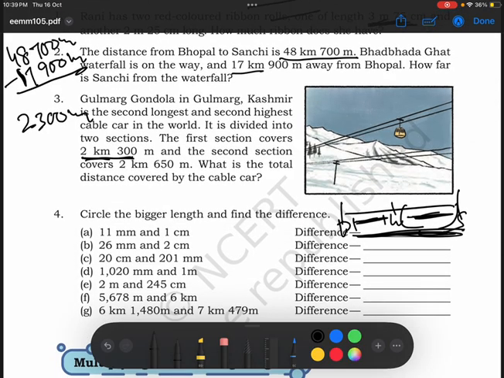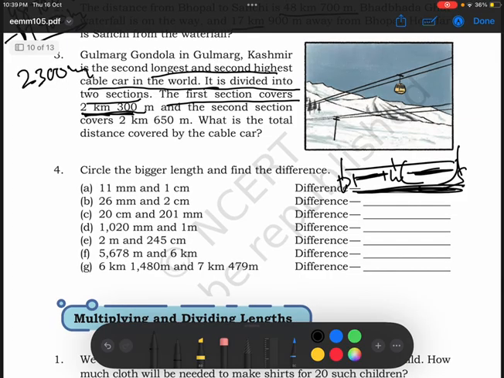The Gulmarg gondola in Gulmarg, Kashmir, is the second longest and the second highest cable car in the world. It is divided into two sections. Okay, this is the first section distance, and this is the second. So what we have to do here is add both. In the previous question we subtracted; here we have to add both.